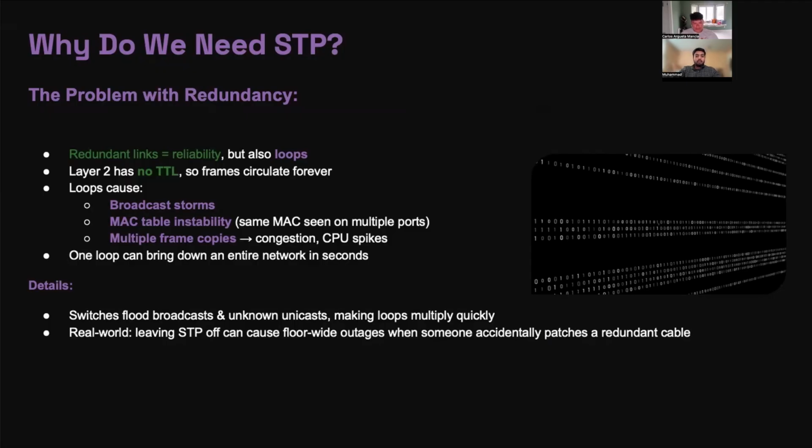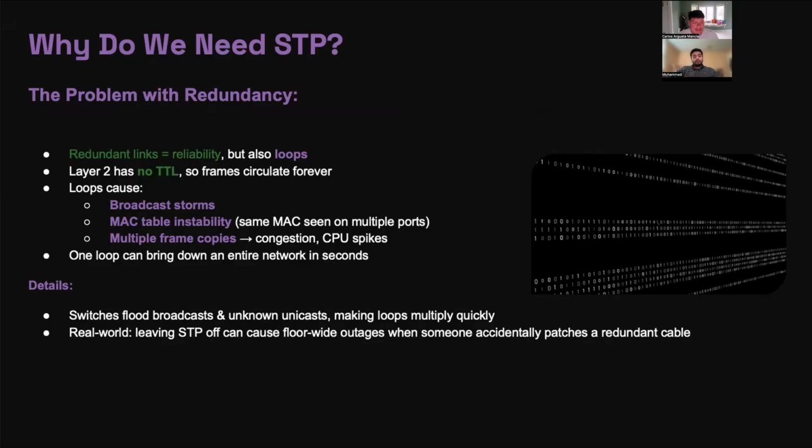And the MAC table instability we discussed before is going to happen because the same MAC address is going to be coming from different ports, because of how the switch learns MAC addresses, like we learned in the previous video. In the real world, leaving STP off can cause floor-wide outages when someone accidentally patches a redundant cable. If you take one cable and connect it to another one of the ports, it's going to create a loop. That's a real-world example of how a loop can occur if you have STP disabled.